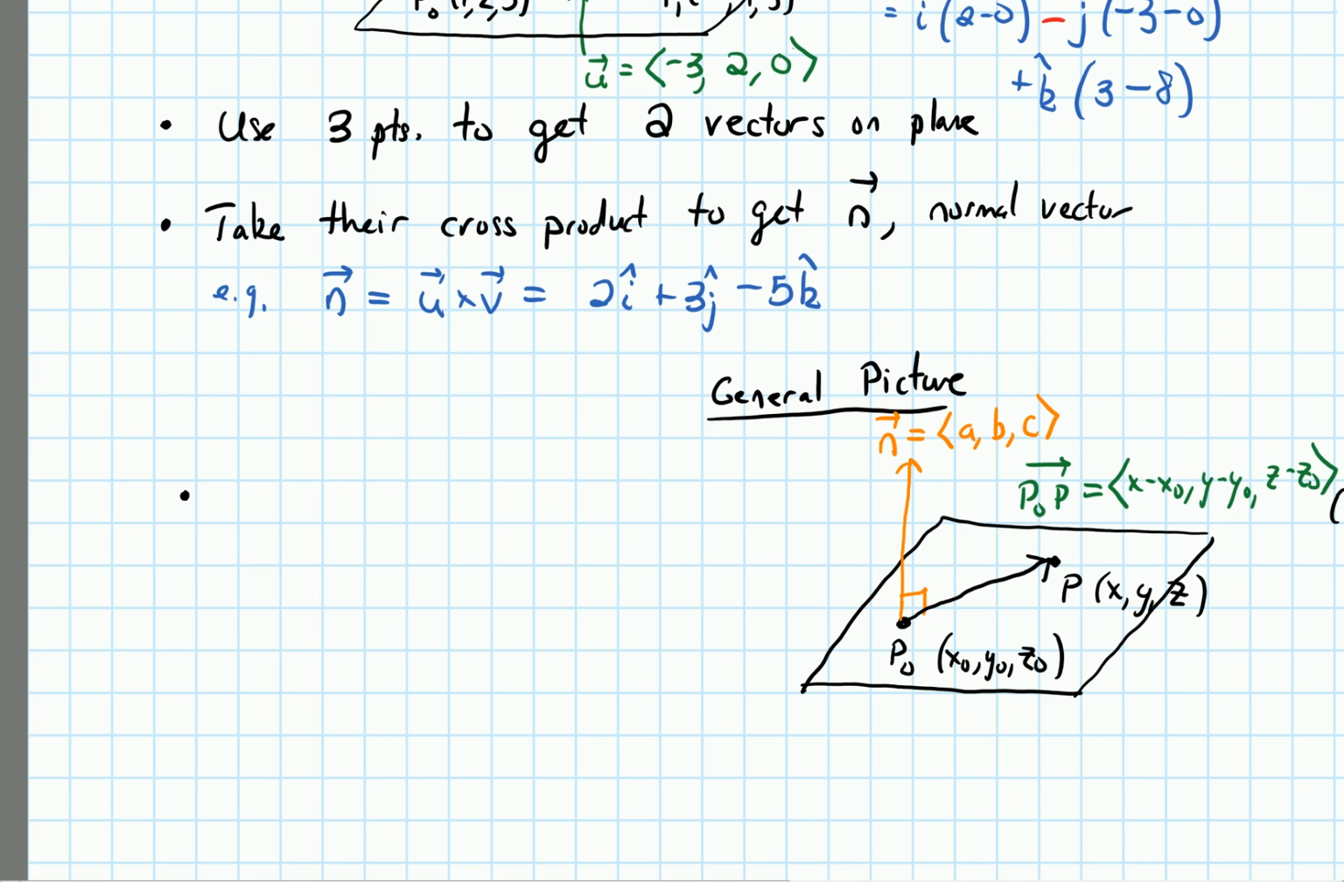One thing that's always going to be true is the normal vector dotted with any vector of the form P0P is going to be 0, because the normal vector is orthogonal, or perpendicular, to every single vector in the plane that I could draw like this. That's why their dot product is 0.